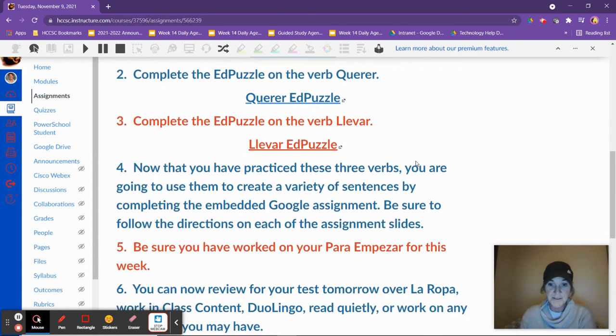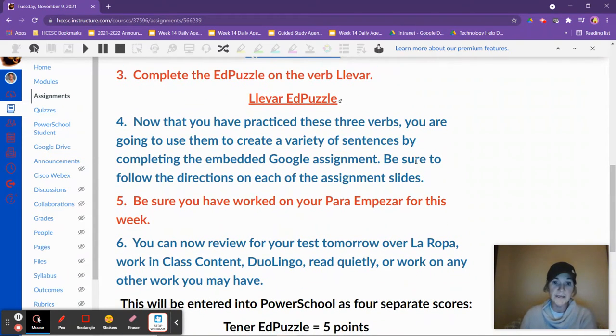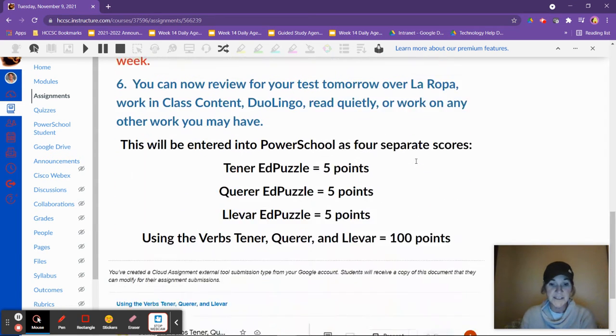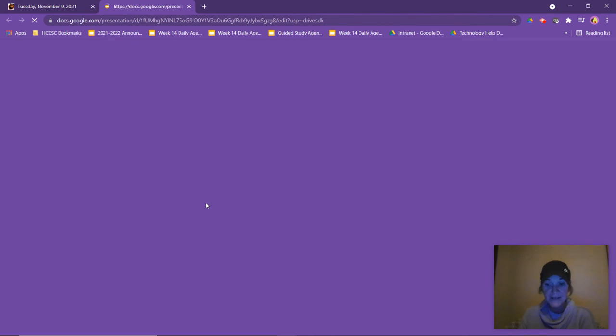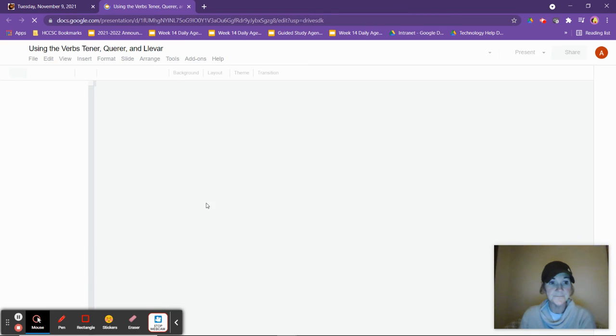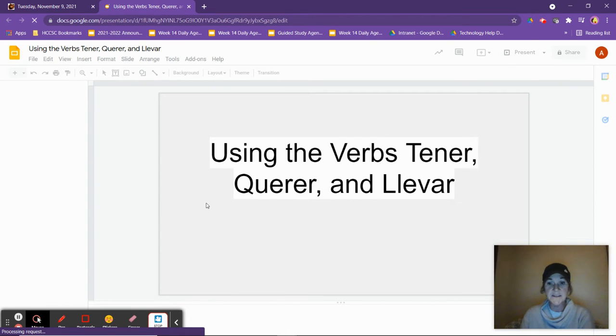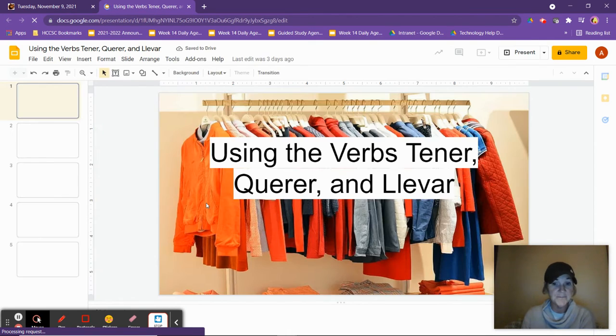So now that you've watched those Edpuzzles and answered those questions, you're going to move on and work on the embedded Google assignment. You will be writing a variety of sentences using one of those 3 verbs in different ways. And so make sure that you read the directions closely and know which verb it is you need to be using. So let's go ahead and scroll down and look at that embedded Google Doc or Google slide, sorry. So this is called using the verbs tener, querer, and llevar.